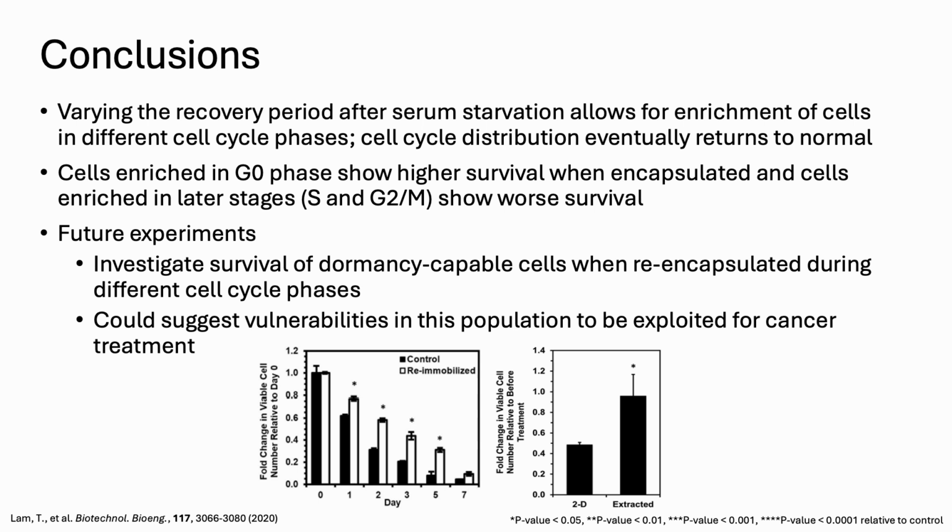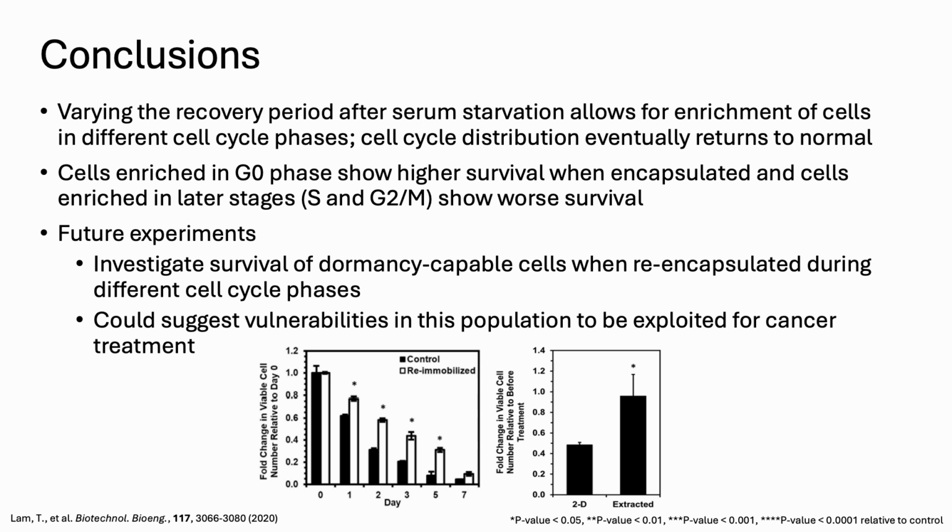To conclude, varying the recovery period after serum starvation allowed for the enrichment of cells in different phases of the cell cycle. Cell cycle distribution of the serum starved cells eventually returned to normal, indicating that changes in the survival rate during encapsulation were due to cell cycle position. Cells enriched in the G0 phase showed higher survival when encapsulated, while cells enriched in the S and G2/M phases showed worse survival. This suggests that cells in the G0 phase can more readily transition to dormancy than cells in later stages of the cell cycle.